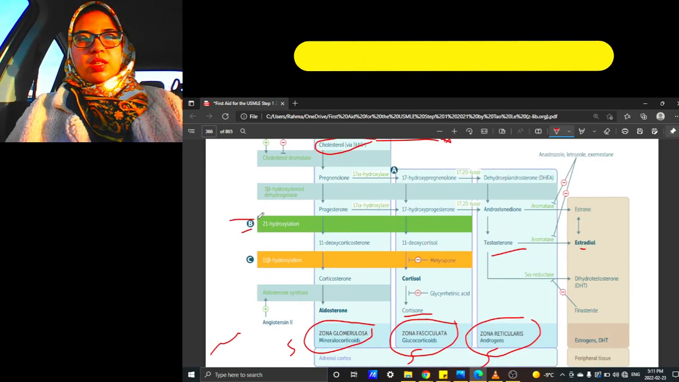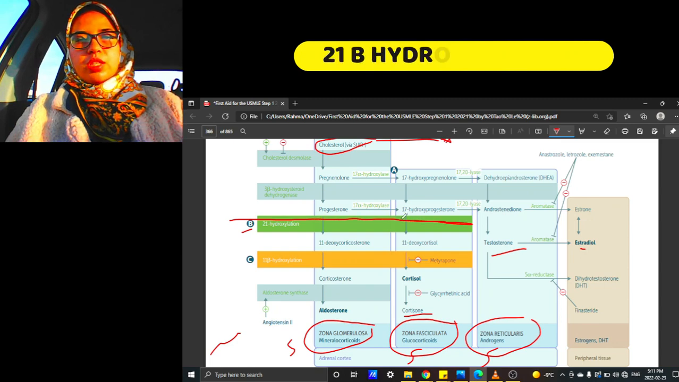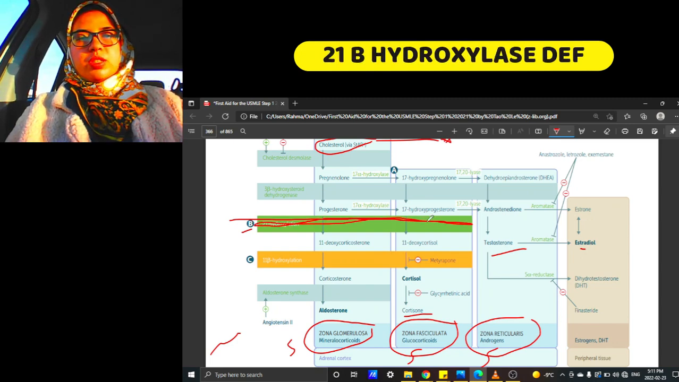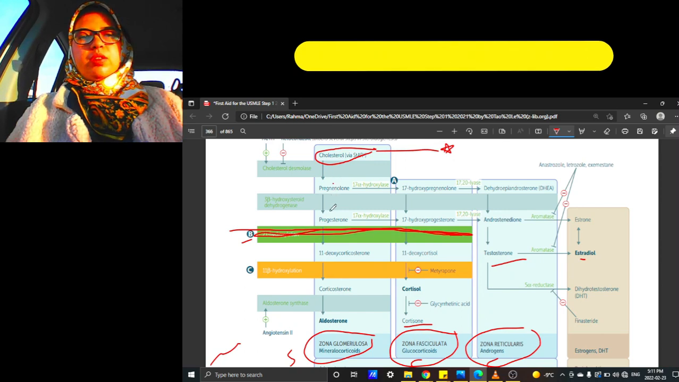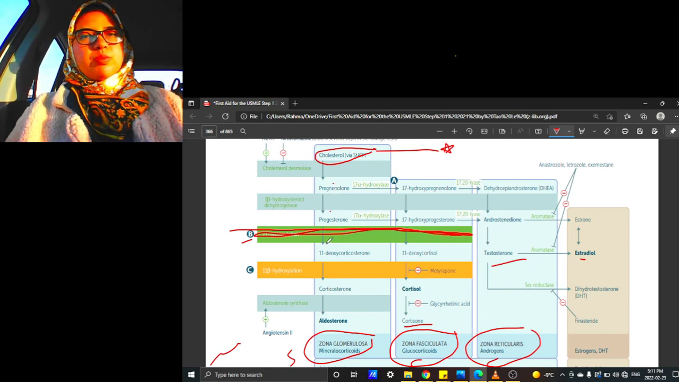So let's just do what I did and just cross this whole section out of your mind. And you're going to understand very quickly now what this is going to look like with regards to blood pressure, with regards to cortisol levels, with regards to adrenal androgens. So I have my cholesterol up here, and I'm going down here and I'm making pregnenolone, and I'm going down here and I'm making progesterone. But now I have a block.